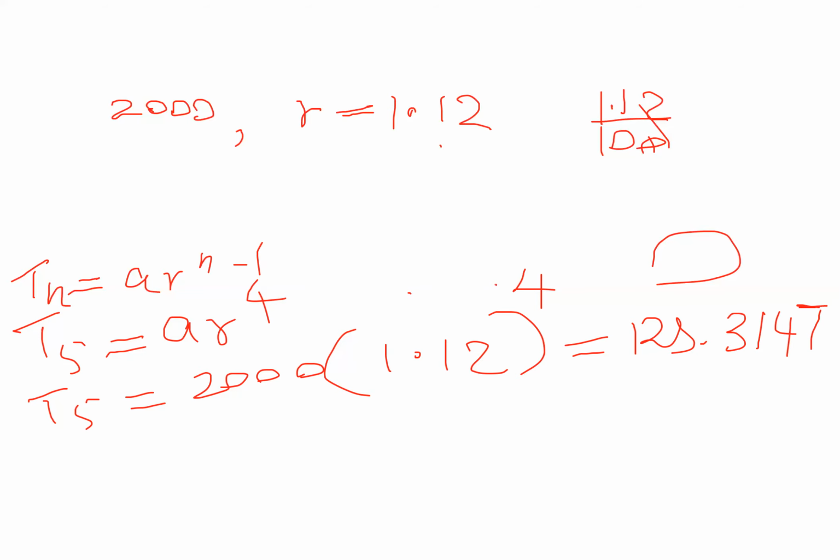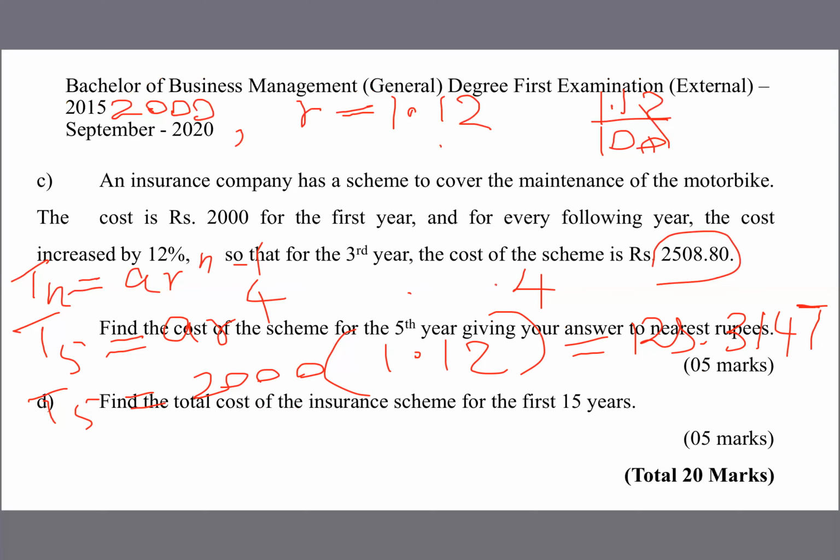And one more part there, no? Yes. Find the total cost of the insurance scheme for the first 15 years, right? First, that means a total value. So then we need to find out the total sum of the 15 years.